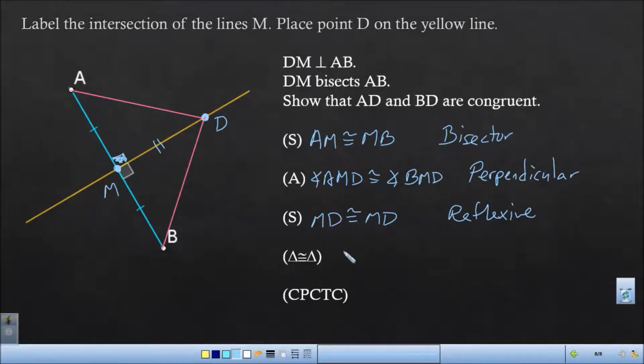So the triangles are congruent. I'm going to select triangle MAD, and it's going to be congruent to triangle MBD. Now I went middle, outside, top, so I'm going to go middle, outside, top. This is by side angle side. Now, CPCTC is an interesting result. See, the whole point of doing triangle congruence is to know that all of the parts of the triangle are congruent.